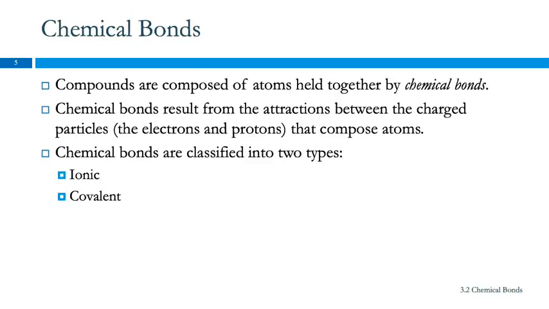So what holds those atoms together in a compound? They're held together by chemical bonds. And all chemical bonds come from attractions between opposite electrical charges. But they come about in a slightly different way, and so we can categorize chemical bonds into two broad categories: ionic bonds and covalent bonds.